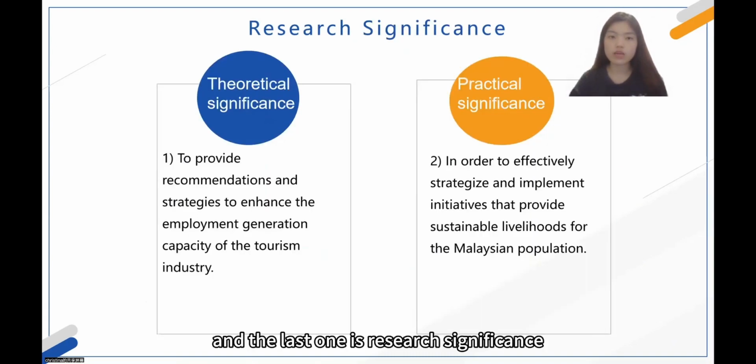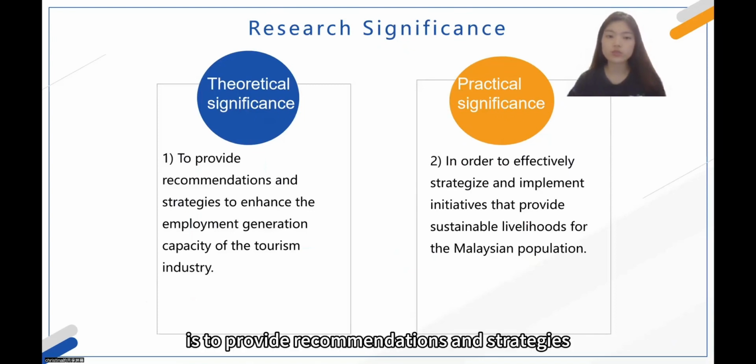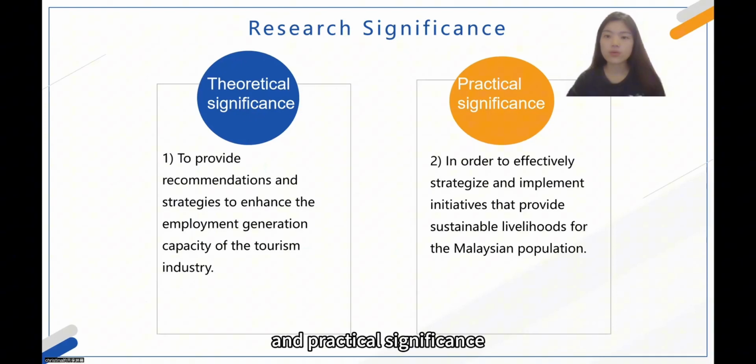And the last one is research significance. Theoretical significance is to provide recommendations and strategies to enhance the employment generation capacity of the tourism industry. And practical significance is in order to effectively strategize and implement initiatives that provide sustainable livelihoods for the Malaysian population.